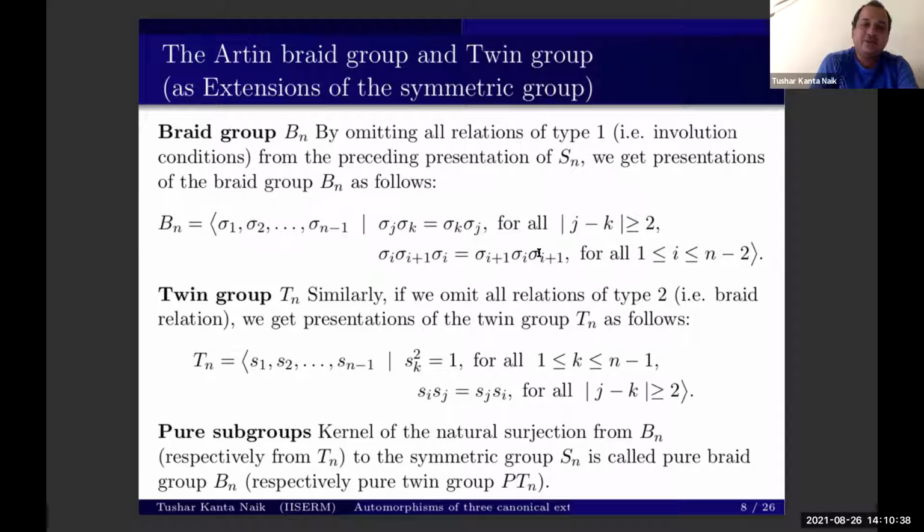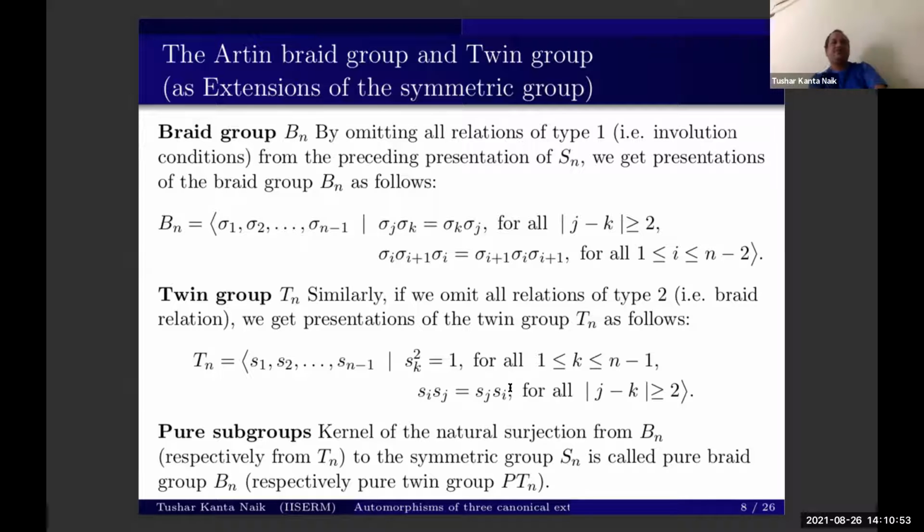And similarly, if we omit all relations of type 2, that is the braid relations, then we get the presentation of the twin group T_n. Here we have the involution relation, so these are generated by order 2 elements, and we have only the far commutativity relations.